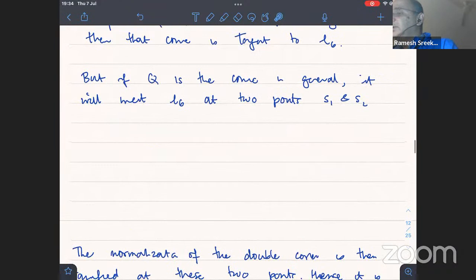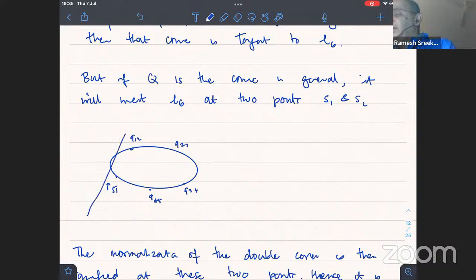You'll have some conic like this, right? Passing through these points, say Q1,2, Q2,3, Q3,4, Q4,5, and Q5,1. Right? So you always have this, but then suppose this is line L6. It'll likely just meet at 2 points, in general.